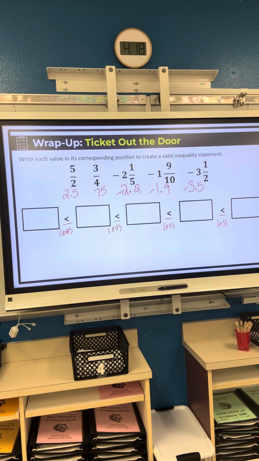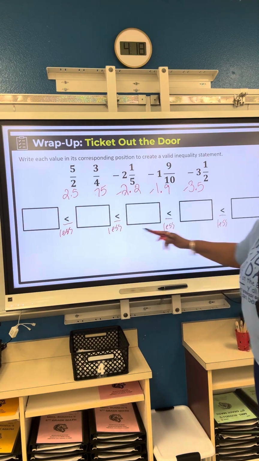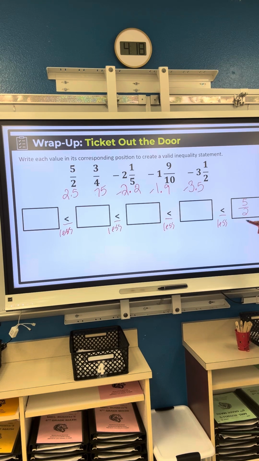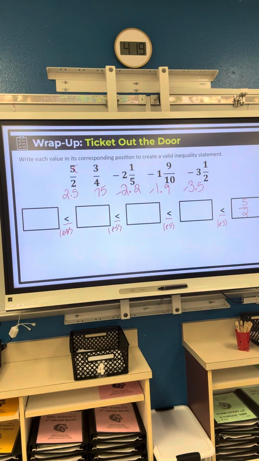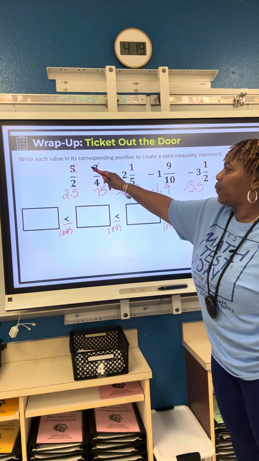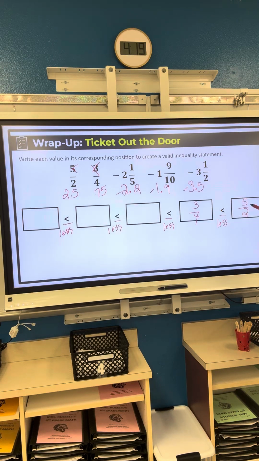So what I want you to do is we're going to start and work backwards. We're going to look at what is the largest number on the board. So the largest number is going to be 2 and 5/10, which is 5/2. So we're going to put that here because it's our largest number. Once we use it, we cross it out. Our next largest number is another positive number, which is 0.75, which is 3/4. We're going to put that there. We're going to cross that out because we look at it as money, $2.50 is more than 75 cents. Okay, now we have 3 negative numbers.